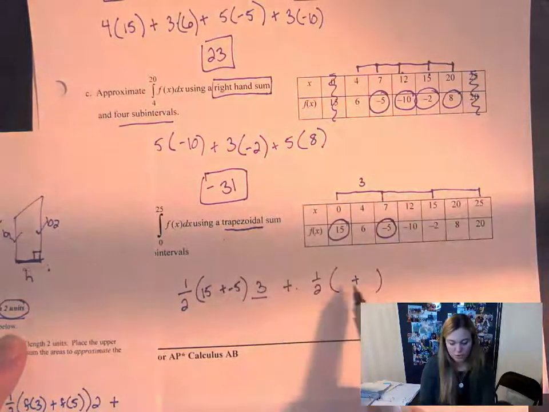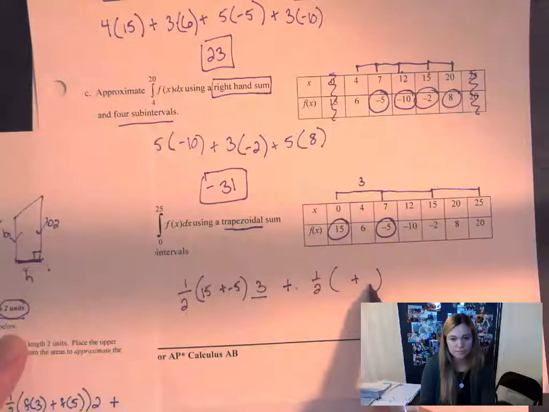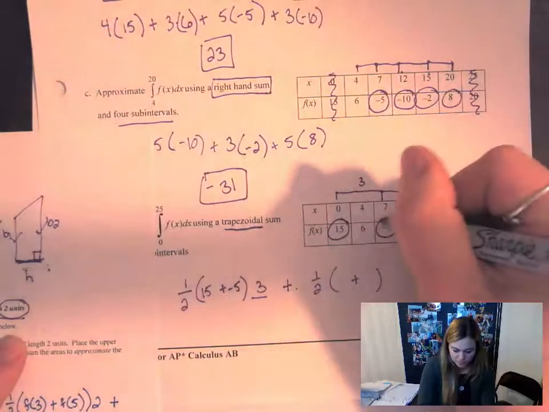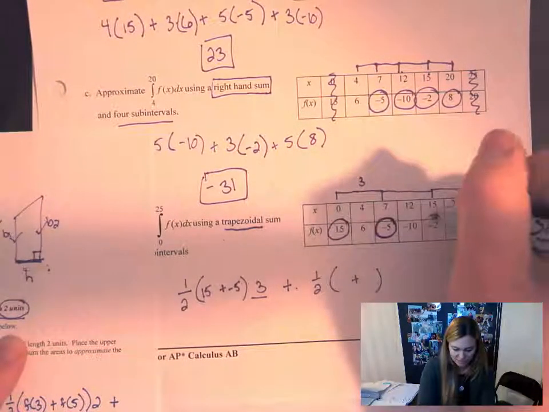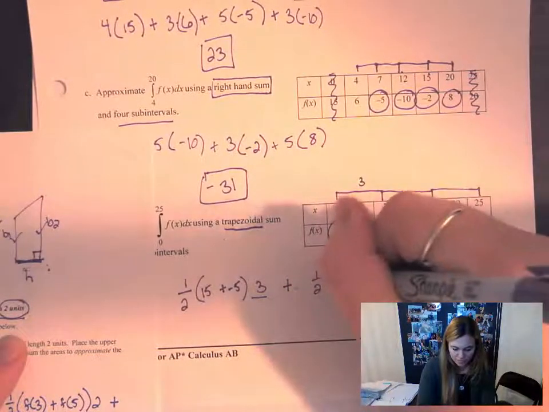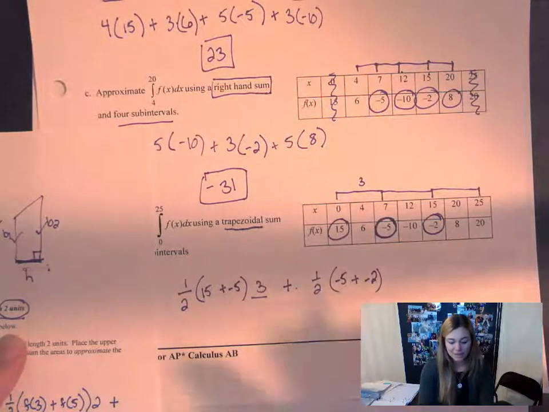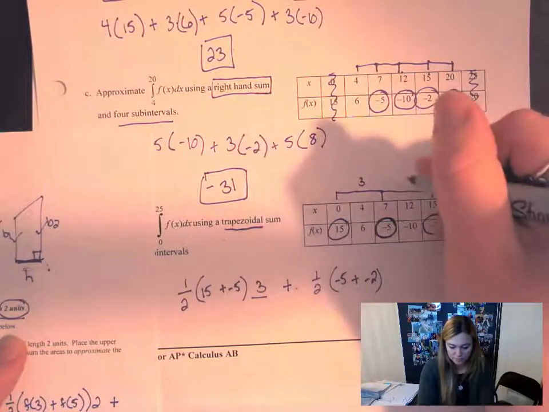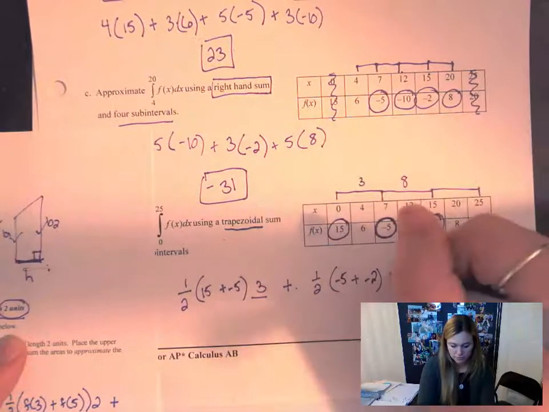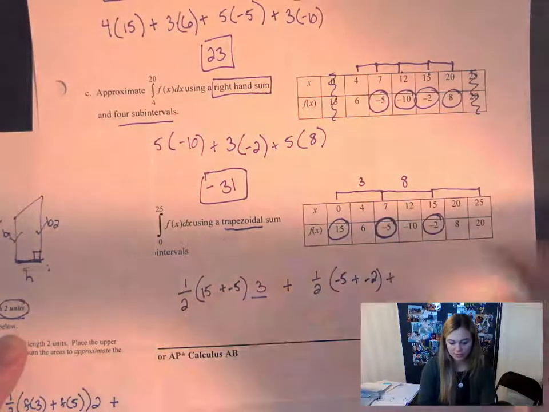Okay, you fill in what's base 1 and base 2 on the second trapezoid. I use this -5 again, -2. The height is going to be change in x. Okay, completely try the last one.